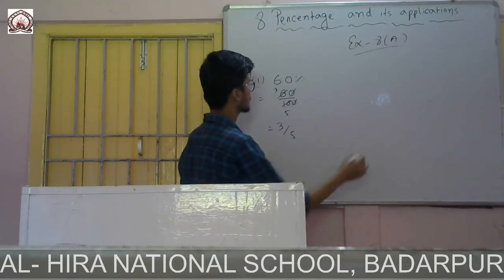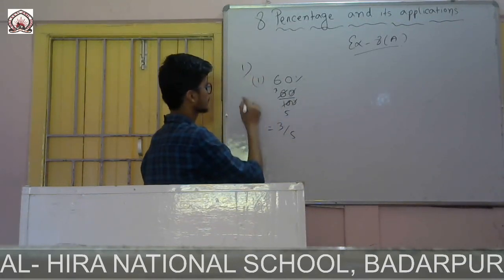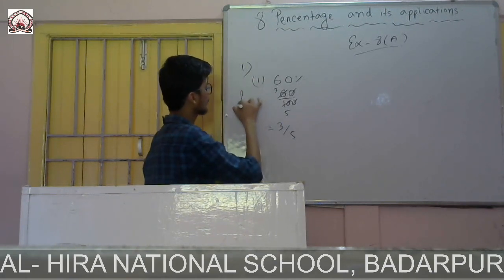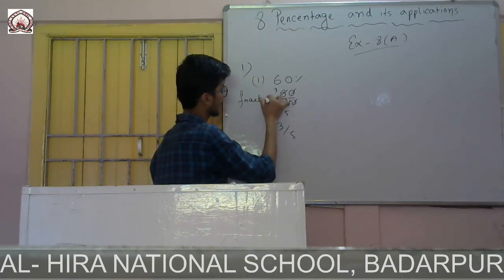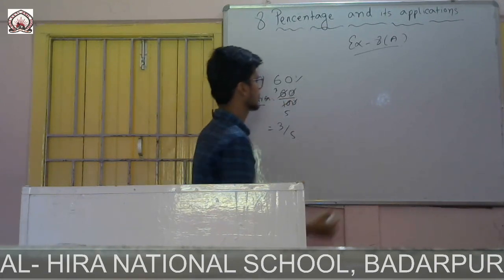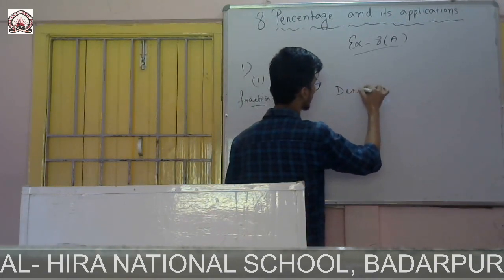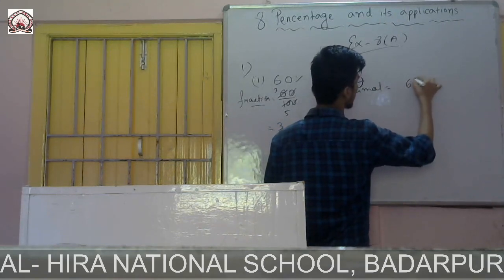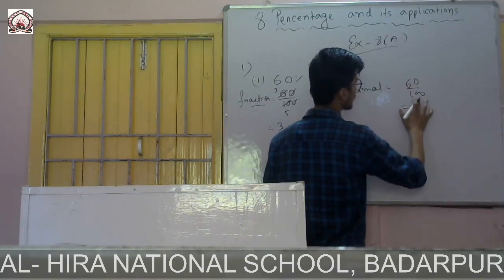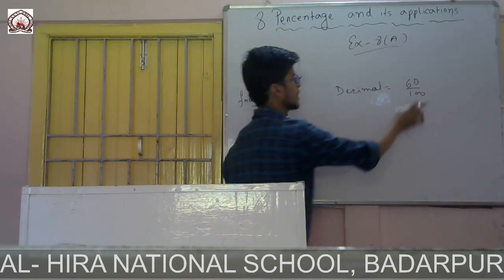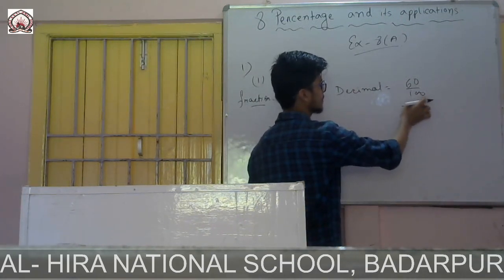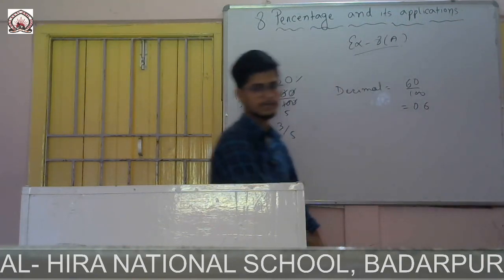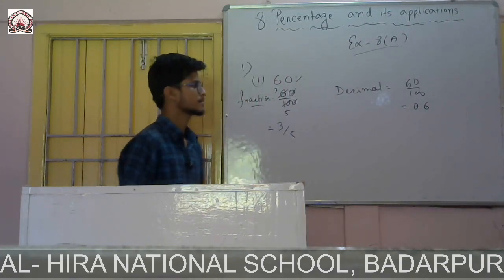And in the decimal system you can write here. In fraction we write like this, and in decimal it will be 60%. Here I can write 60 by 100, which is equal to, we know how to put the decimal. How many digits are there? 1, 2 digits, and after 2 digits I have to put the decimal. It will be equal to 0.6.